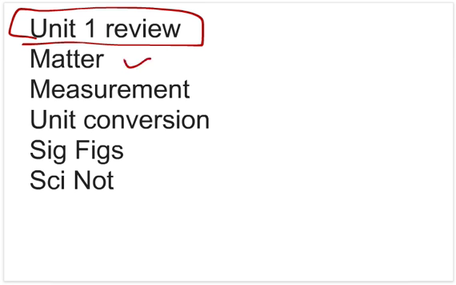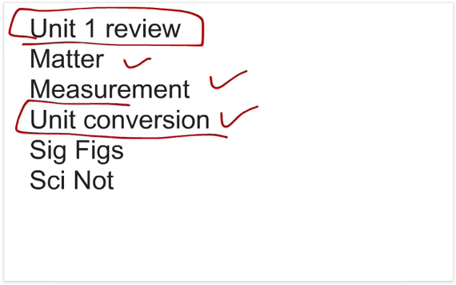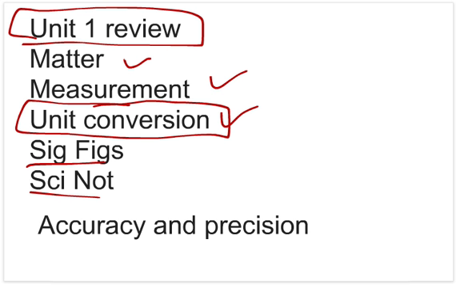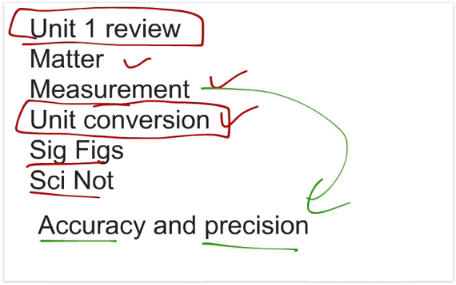So we talked about matter, we talked about measurement, unit conversion, which is probably the big thing that we need practice on, significant figures, and scientific notation. I'm going to add one thing into here, a small discussion on accuracy and precision. It's one little discussion that we didn't include in the other podcast that we really should be talking about when we're talking about measurement, because they go together.